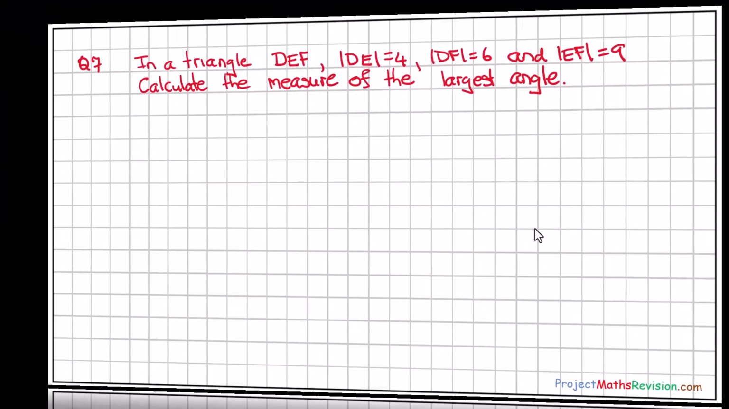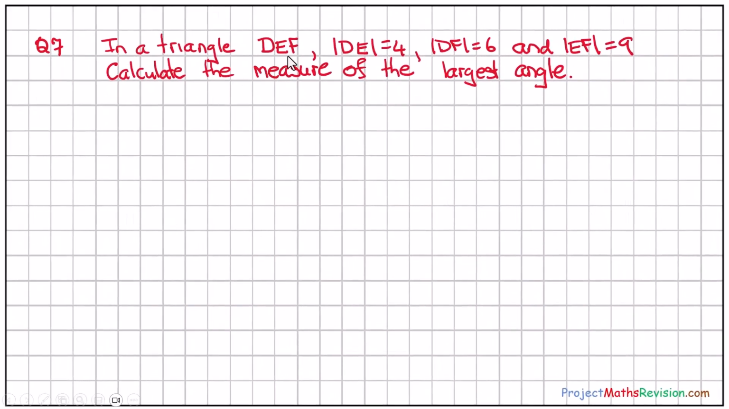So here in question 7, we're given a triangle DEF. We're told DE is 4, DF is 6, and EF is 9. And we have to calculate the measure of the largest angle. Once again, we do a sketch, which is essential. We have FE is 9, FD is 6, and ED is 4. So we've no angles, and usually when we've no angles, we can't use the sine rule. We usually use the cosine rule.